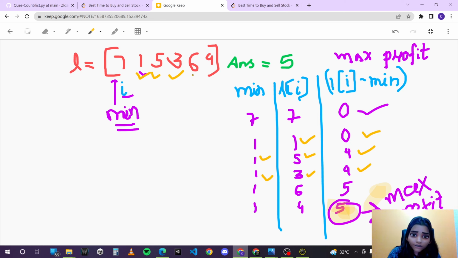If we move forward to this element 6, the ith value is 6 now and our minimum value is 1, so our maximum profit gets updated to 5. Then we move forward to 4. The minimum value is 1 only and the value at index i is 4, so we just keep 5 as our maximum profit. At the end, max profit retains the maximum value we got through the whole traversal of this array. So this is the approach to solve this problem.